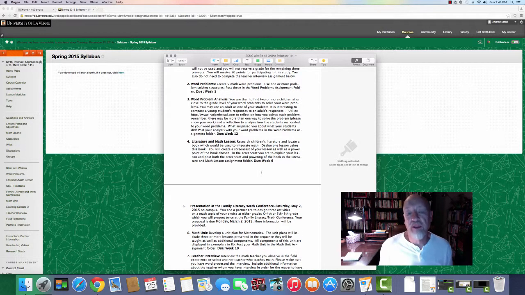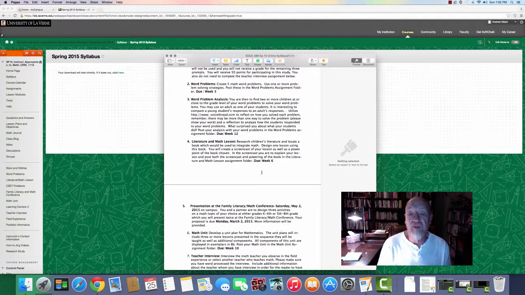You'll be creating a literature and math lesson. You're going to locate some children's literature, develop it into math, and integrate it with a math lesson. Sometimes you can find children's literature that deals with math, but it does not need to deal with math. It can deal with anything, but you have to apply it to teaching a math concept at a particular grade level, and that's of your choosing.